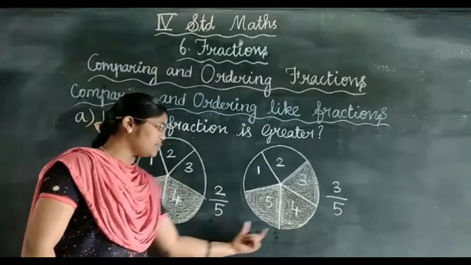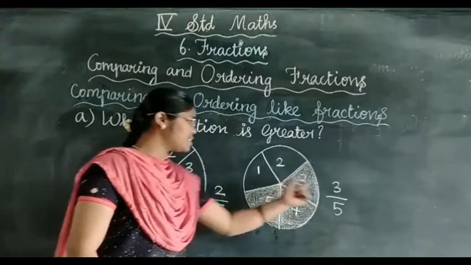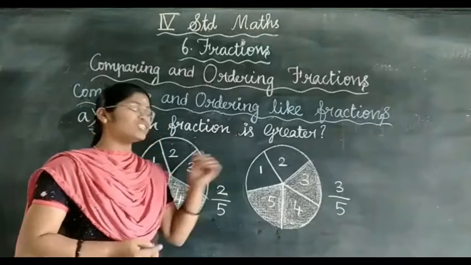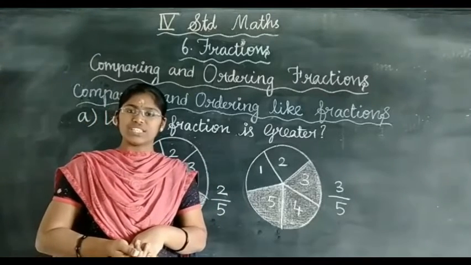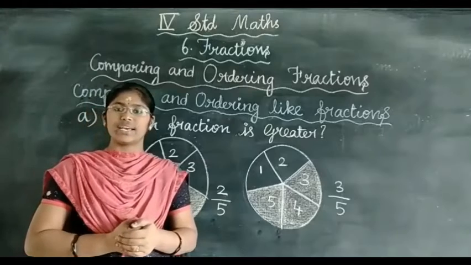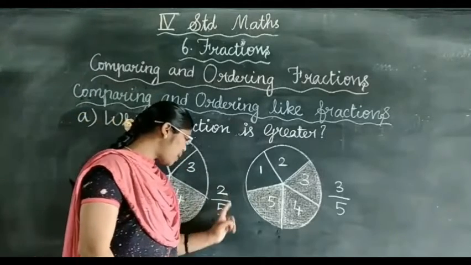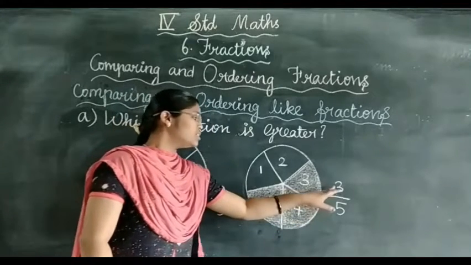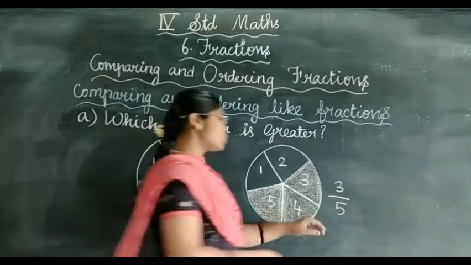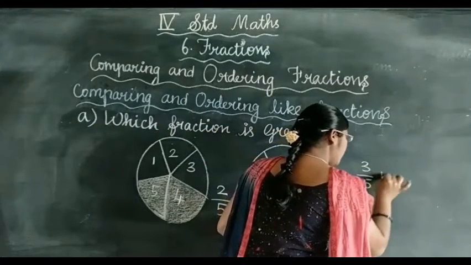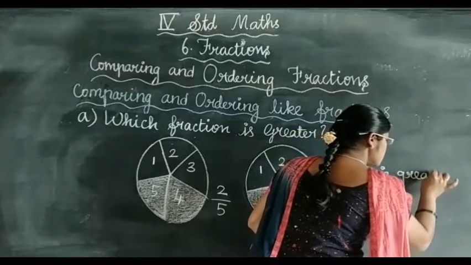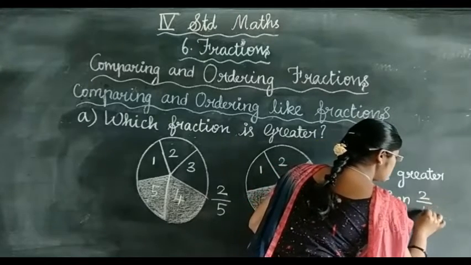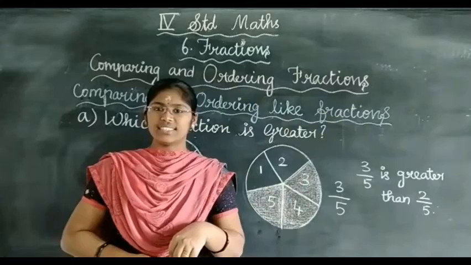See here, children, in this the denominators are the same and the numerators are different. Yes, when the denominators of two or more fractions are the same, the fraction with the greater numerator is the greatest. See here, children, 2 by 5 and 3 by 5. In this, which is the greater numerator? 3 is the greater numerator. So, 3 by 5 is greater than 2 by 5. Is it clear, children?